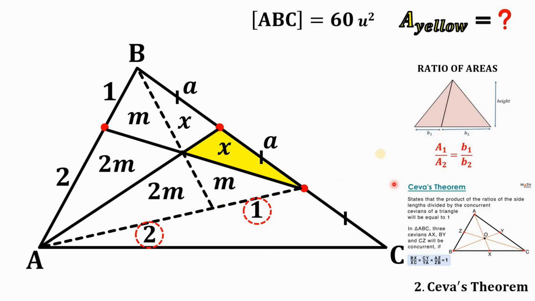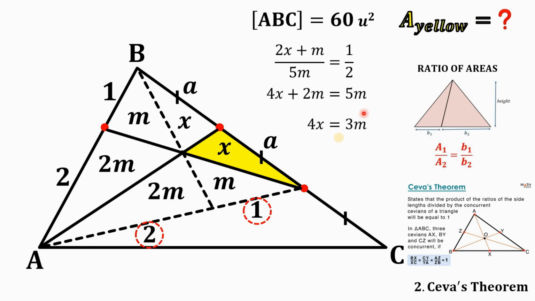And now, using again the ratio of areas, we have here two triangles having the same height. Therefore, we can say that the ratio of their areas must be equal to the ratio of their bases. So, 2x plus m over 5m simply equal to 1:2. Now, let's solve for the value of x in terms of m. So, we have 4x plus 2m equals 5m. Subtract 2m on both sides. So, we have 4x equals 3m.